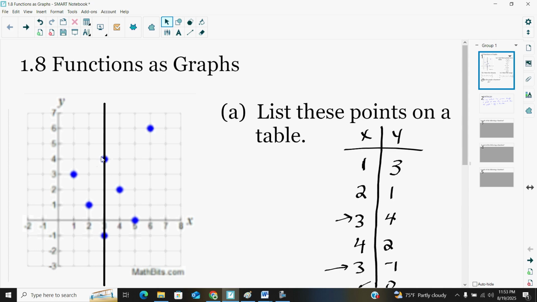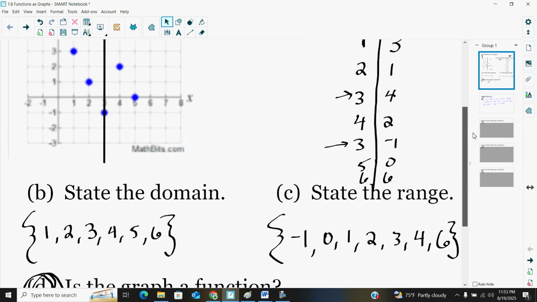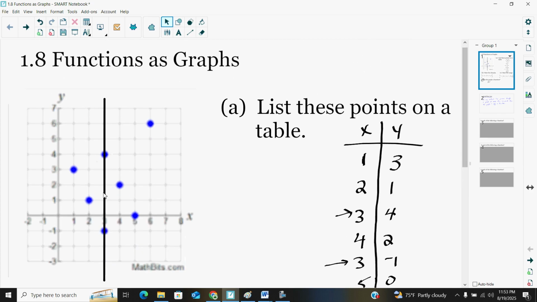I can stop right there and say this is not a function, which is the same result we had down here. No, it's not a function. And the reason for that is when I take a vertical line, what I'm doing is I'm testing that x value. I'm testing an x value of 2. And I'm seeing how many times does the graph have an x value of 2? Well, only one time it has an x value of 2.